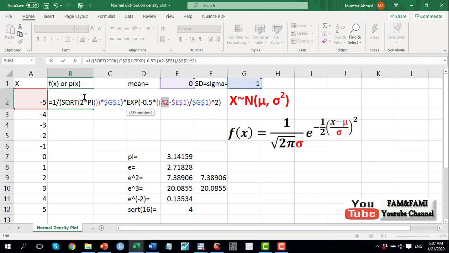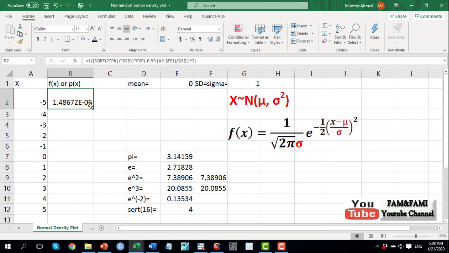So now when we copy this command down to the next row, due to relative cell referencing, this A2 will change to A3, which is minus 4. While due to these dollar signs, G1 and E1 will remain fixed. So this formula will be calculated for the same value of mean 0 and sigma equal to 1. And then we will copy it further down for x equal to minus 3, which is located in A4. So that's it. Press enter.